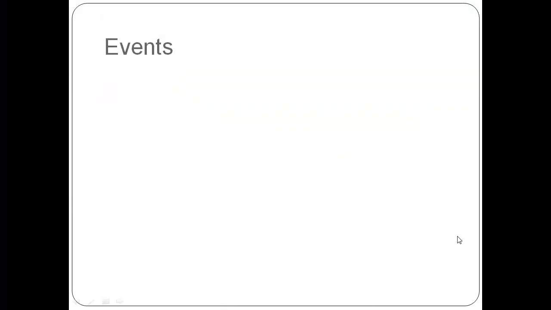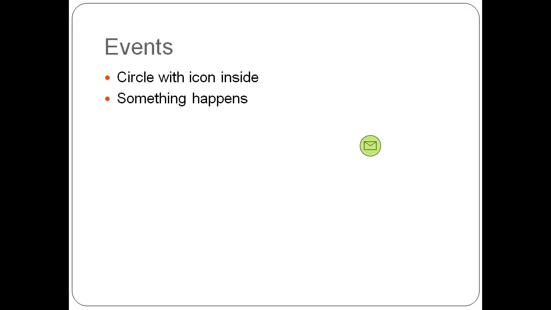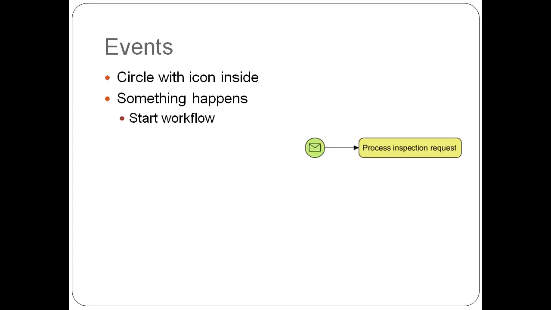Okay, after tasks, we go to the events. An event is represented by a circle, and sometimes there is an icon inside the circle, like this one. We have the message inside, and the event represents that something has happened. It could be something external, or something internal that happened, or something we trigger.